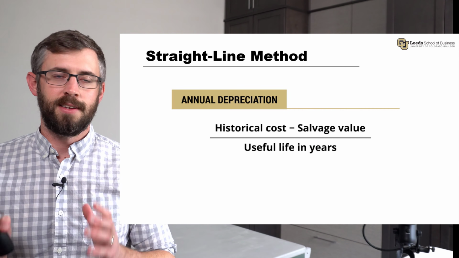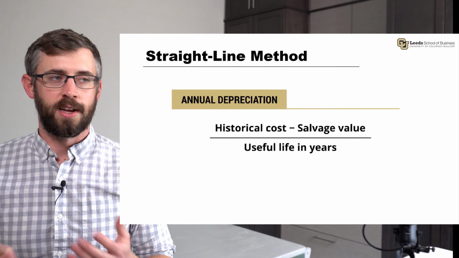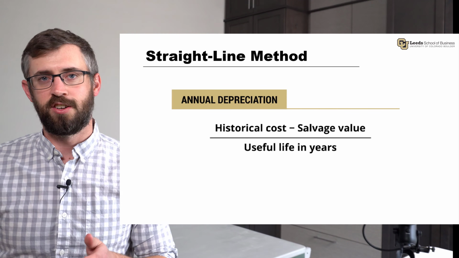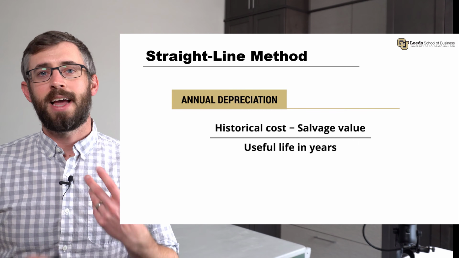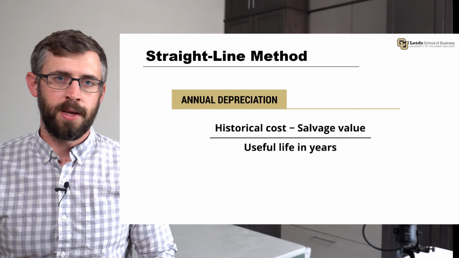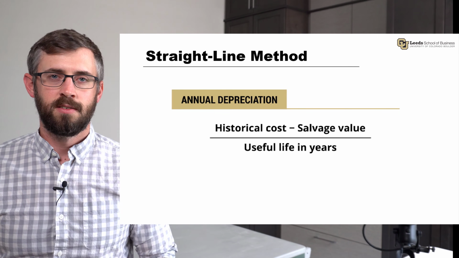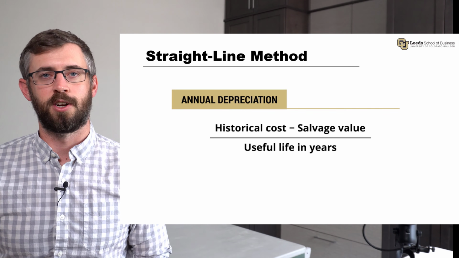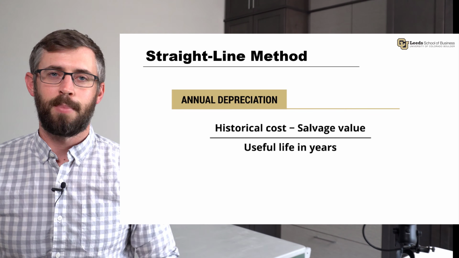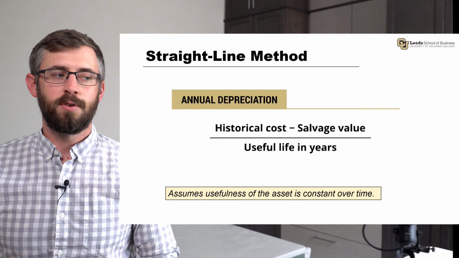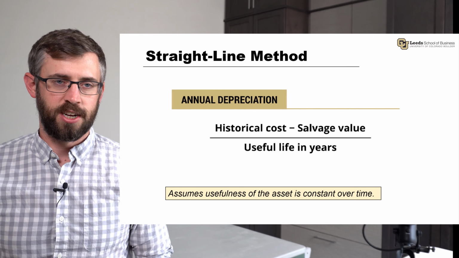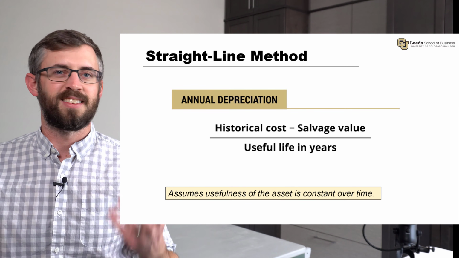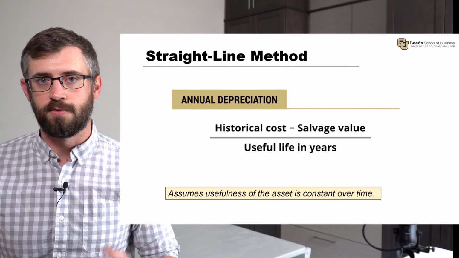So let's get into how these things actually work, starting with straight line depreciation. Under straight line depreciation, we take the same amount of depreciation expense every single year. And our calculation for what that depreciation expense will be is going to take our historical cost and subtract the salvage value. So that's basically our depreciable cost, if you remember from the terminology slide. And we're going to divide that by the useful life in years. That will give us the annual depreciation expense. And the assumption here is that the machine produces the same amount of revenue every year over its useful life.